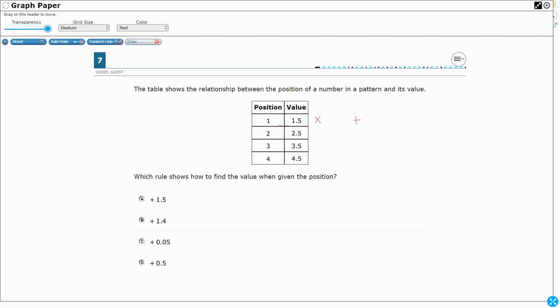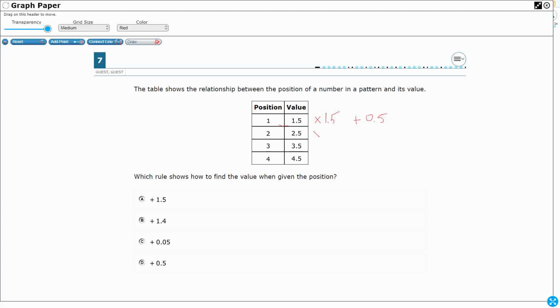Okay, so 1 times what makes 1.5? Well, I don't really know decimals in 4th grade, but I know anything times 1 is going to be itself, so it's going to be 1.5. And how would I get from 1 to 1.5? Well, I could add, that's going to be kind of tricky. I can add 5/10, 0.5.